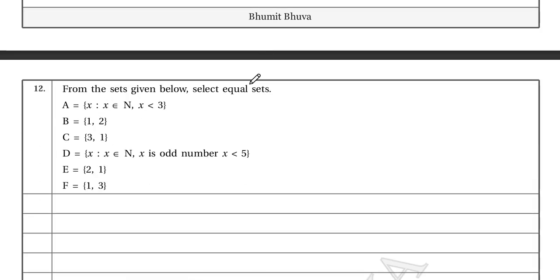From this given set, which sets are equal, that we have to tell. So look at the first one, x belongs to natural number less than 3. So which numbers will come? Less than 3 means 1 and 2. Okay, that means the set A and set B are equal. A is equal to B. Then set C and set F, that also you can see that here also element 3 and 1, here also 1 and 3. So C is equal to D.